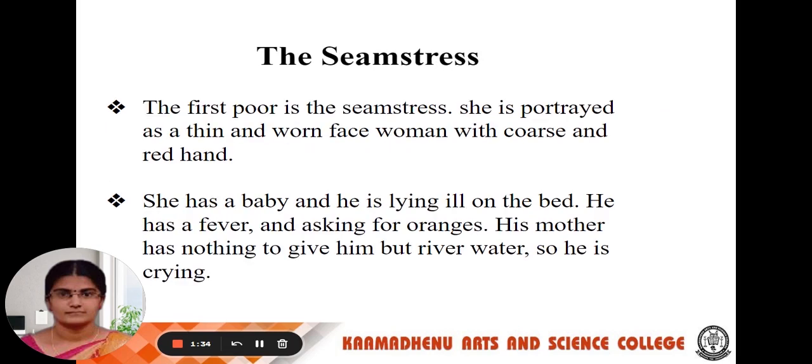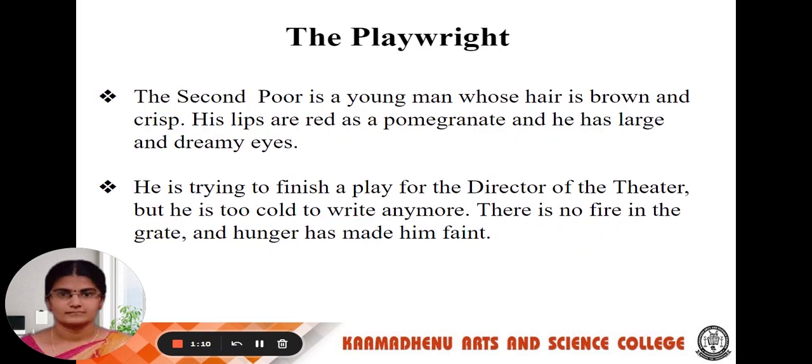Next character is the seamstress. The first poor person is the seamstress. She is portrayed as a thin and worn-faced woman with coarse red hands. She has a baby who is lying ill on the bed. He has a fever and is asking for oranges. His mother has nothing to give him but river water, so he is crying.